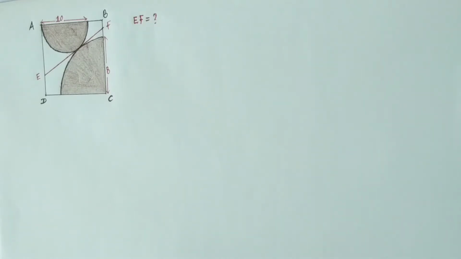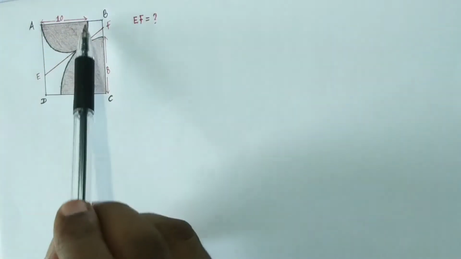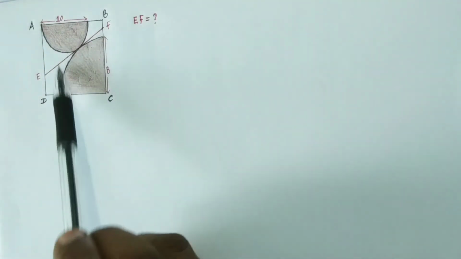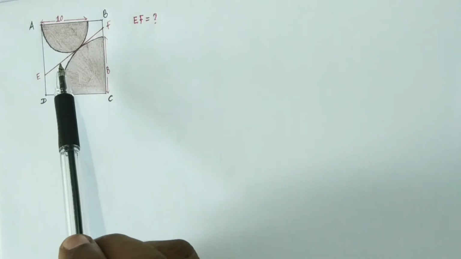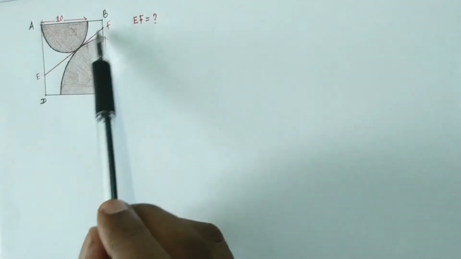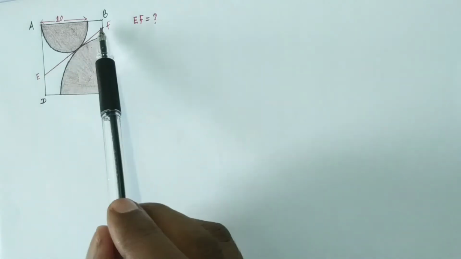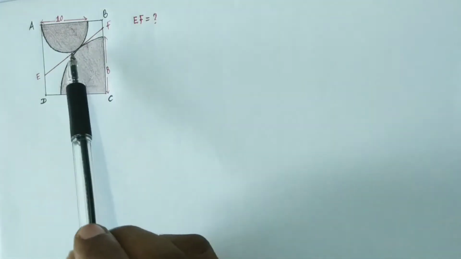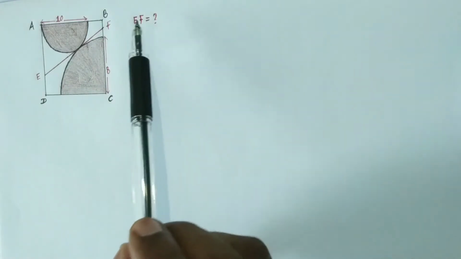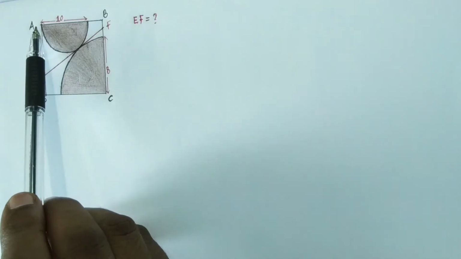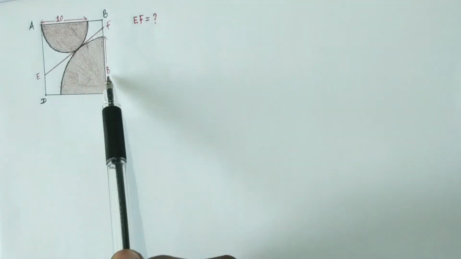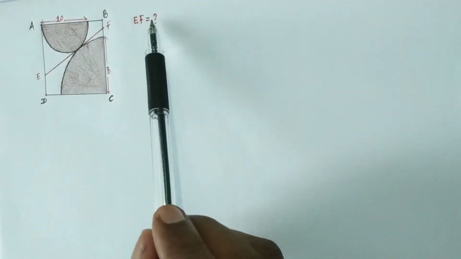As you can see here, the question is ABCD. This is a square, and we have one semicircle here and one quarter circle here, as you can see in the figure. A line EF is drawn such that the line EF is tangent to both circles, and it is asked to find the length of EF. The diameter of the semicircle is 10, and the radius of the quarter circle is 8, and it is asked to find the length of EF.